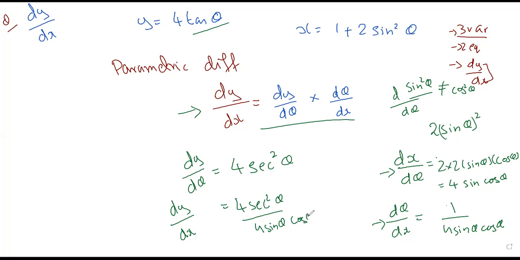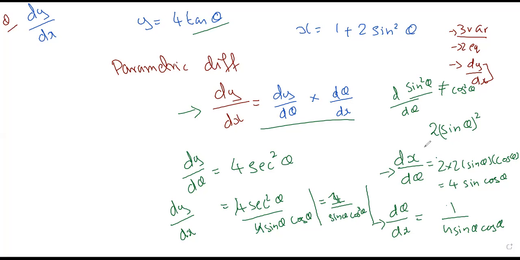And you can simplify it further. How would you do the simplification? What is sec theta? It is 1 over cos theta, right? So the 4 and 4 would be cancelled. So this is going to be 1 over cos squared theta into sine theta into cos theta. So cos theta into cos squared theta would be cos cube theta. Yes, this is the answer.